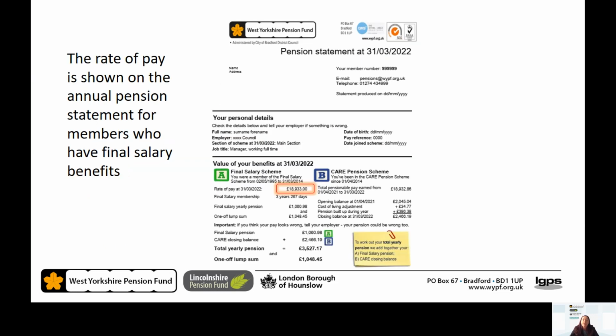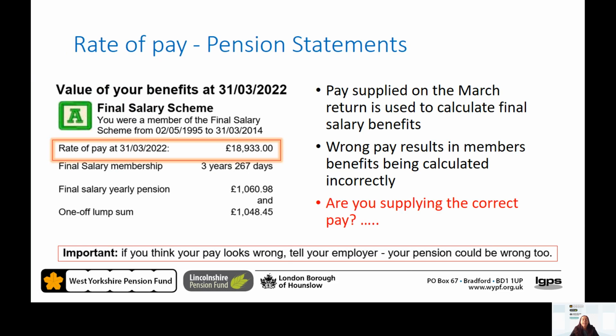So the rate of pay is shown on the annual pension statement for members who have final salary pension benefits. So you can see here that we've quoted £18,933 as the annual rate of pay. This has been supplied from the March return. So this is what we're going to use to calculate that member's pension benefits. If that pay is incorrect, then we are calculating the final salary benefits incorrectly. So please do take note to make sure that pay is as correct as possible.